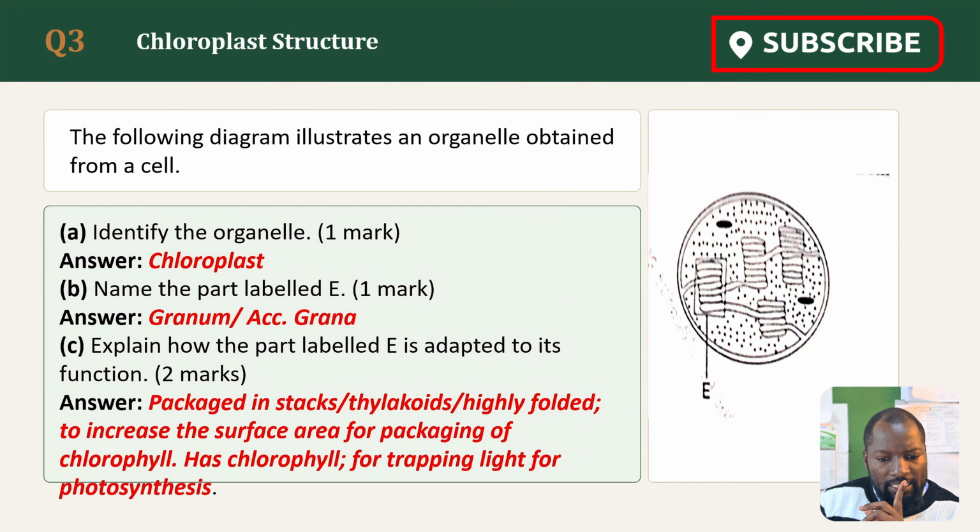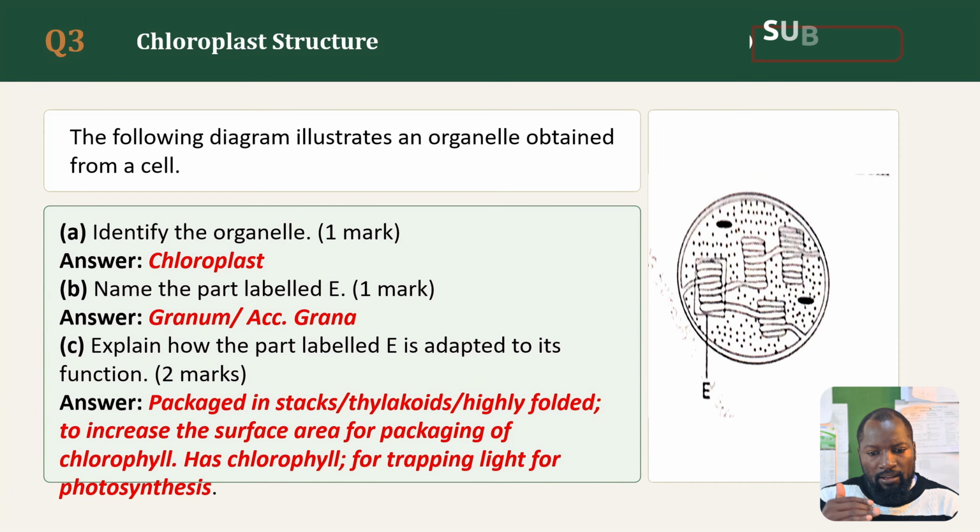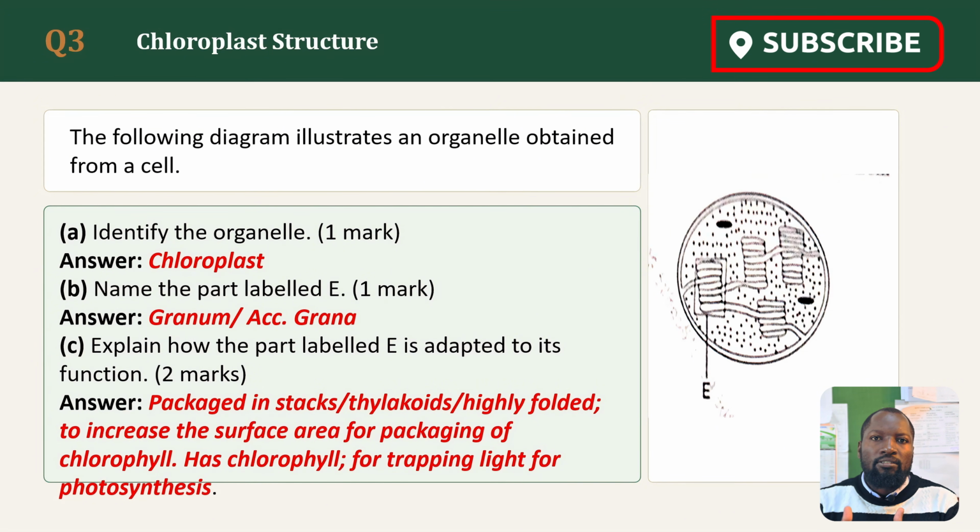First of all, when you look at it, you will see it is packaged in stacks. We call them stacks, or we can call them the thylakoids. That makes it look like it is folding. In some 3D diagrams, they look like they are folding, so we can also say they are highly folded.